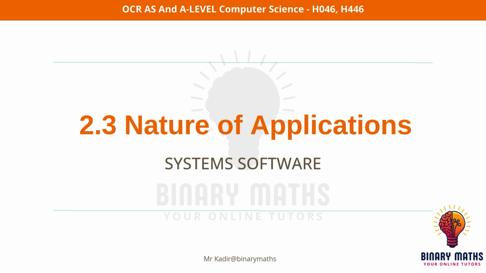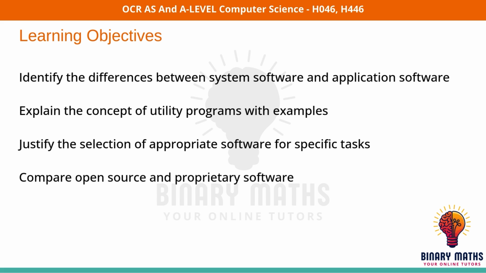In this lesson, we'll be exploring some concepts that are crucial for understanding how different types of software work and their applications. By the end of this video, you should be able to identify the differences between system software and application software. You should be able to explain the concept of utility programs with examples and justify the selection of appropriate software for specific tasks. You should be able to compare open source and proprietary software. These objectives will help guide our discussion and help you grasp the essential aspects of software in computing.